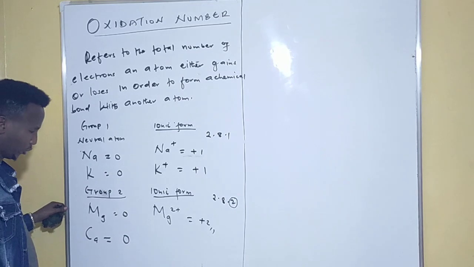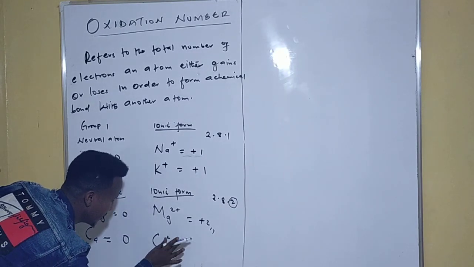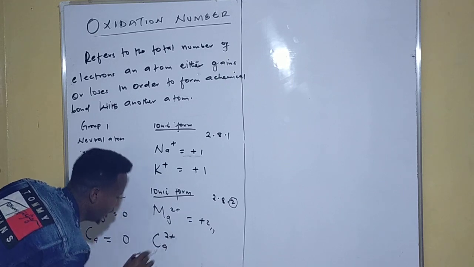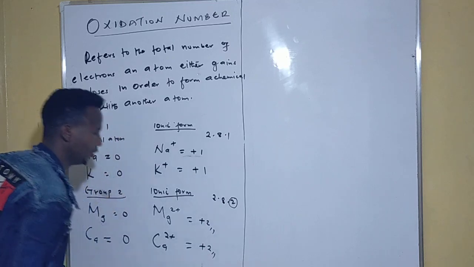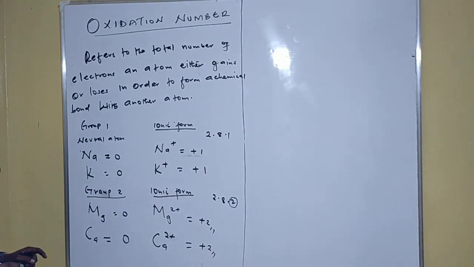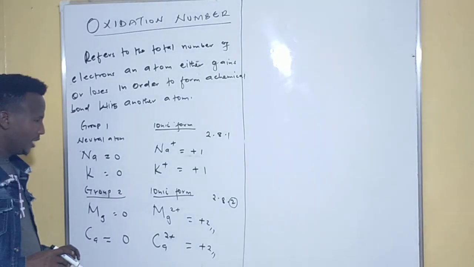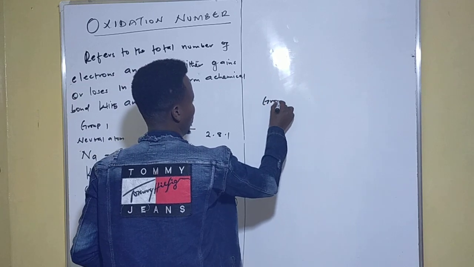+2, for your information. Also, let's see calcium. Calcium ion is written like this, Ca2+. So the oxidation number will also be +2. Get this point, brothers and sisters. It is very, very easy, by the way. Okay? Very, very easy. Let me go to group 3.